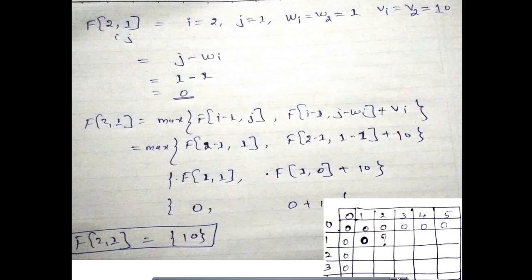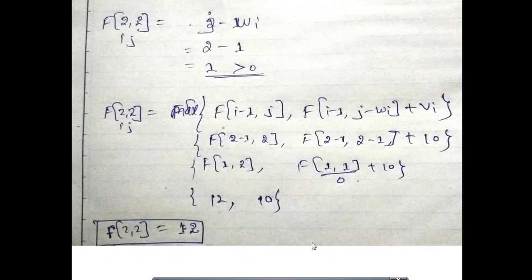See here, in second row, second column, these values are going to change because it is the second row, no? So W2 will come and V2 will come. Then you have to write the corresponding values. J minus Wi, 1 minus 1, how much? 0. So 0 is equal or greater than 0, so use this formula. Now always update this table: 2 comma 1, here you have to write 10.